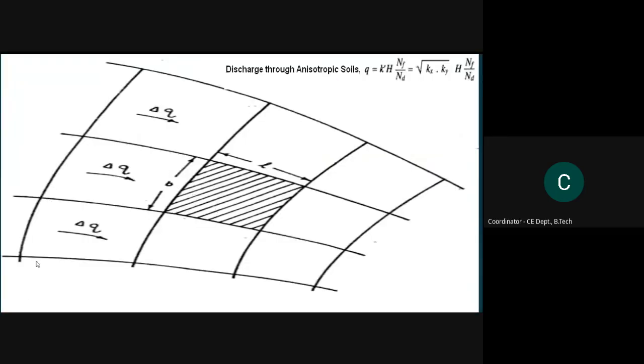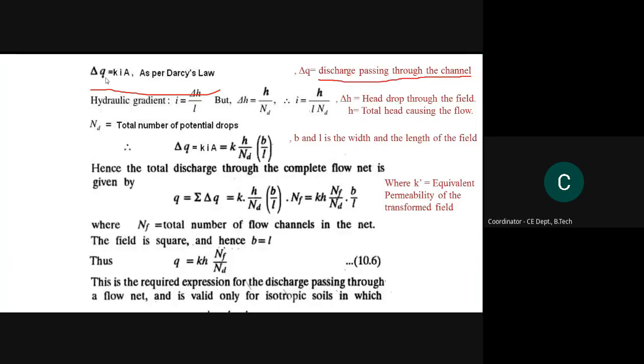This is del Q. This particular field or channel is representing the discharge at this channel or field. What amount of discharge may occur at this channel or field? This is called del Q. Darcy said that del Q can be represented as K i into A.